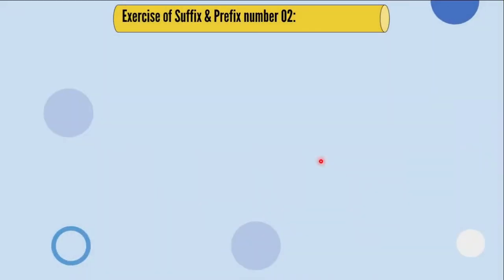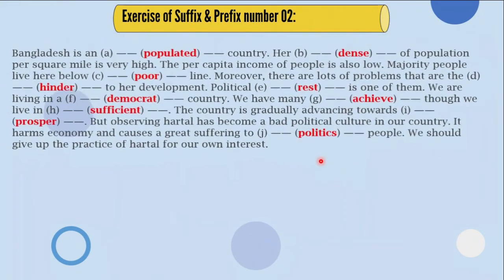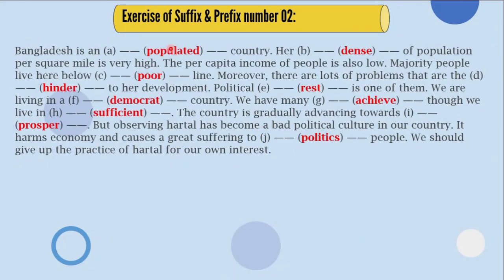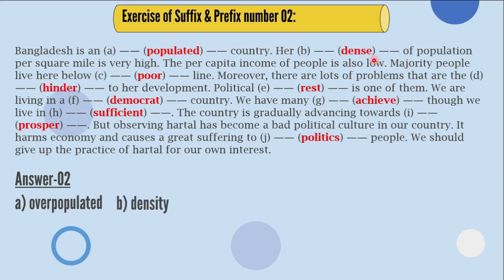Let's see more examples. Here is the passage. Bangladesh is an populated country. See, here is the populated. It will be actually overpopulated, right? Overpopulated country. Here, dense of population, hard dense. So when you use, we'll see anytime the pronoun, what comes after it? Noun. So her density of population per square mile is very high.